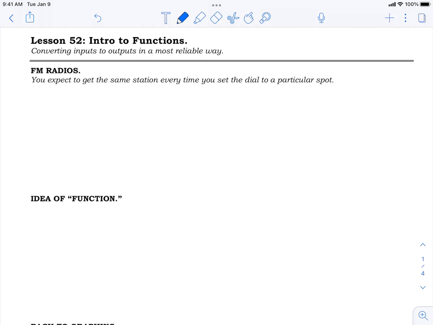Machines that work. I invite you to think of, for example, an FM radio that works. So, what do you expect? You expect that if you set your dial to 92.5 FM, you will hear KQRS. And if you set your dial to 107.9, you will hear Cool 108. And of course, there's lots of other choices.